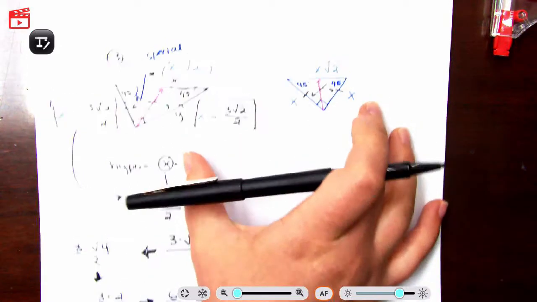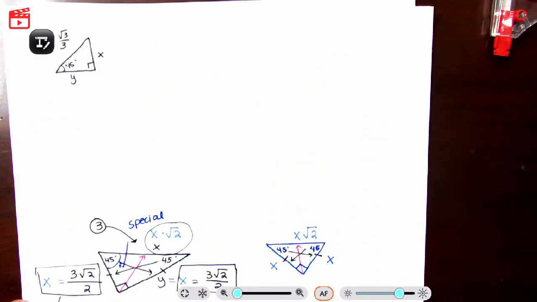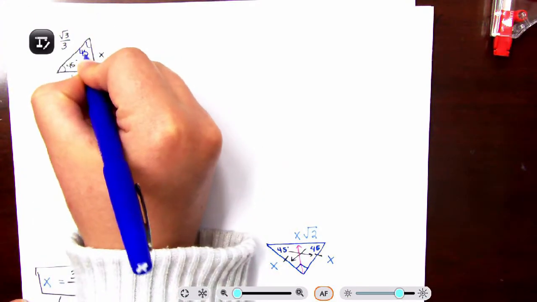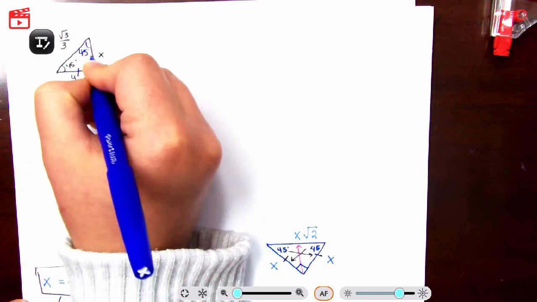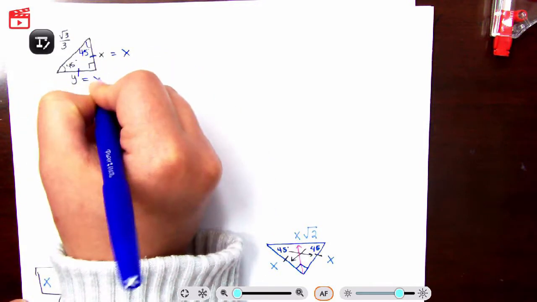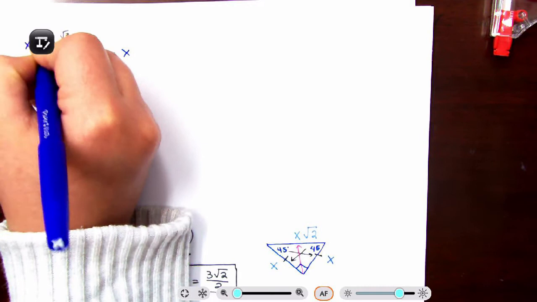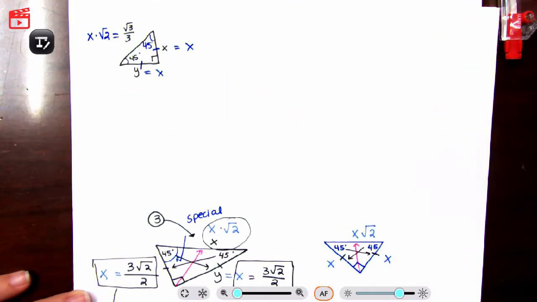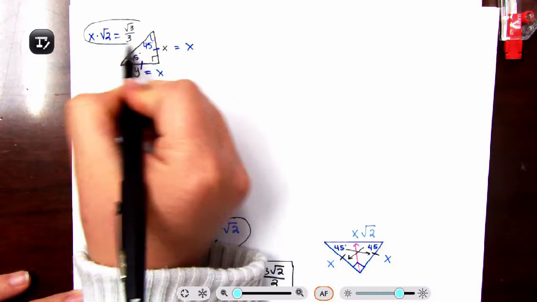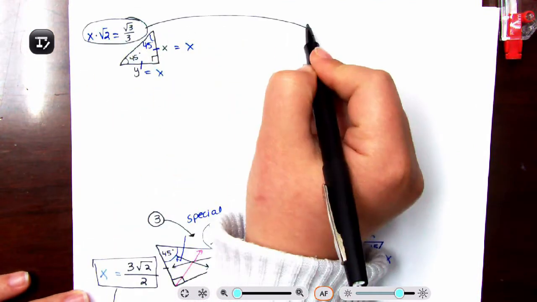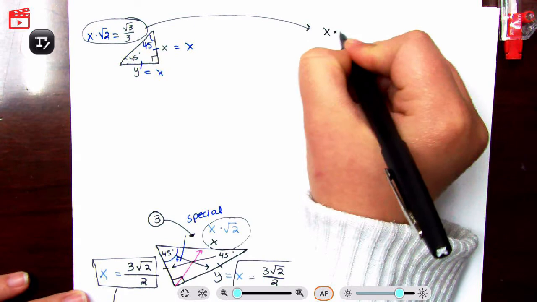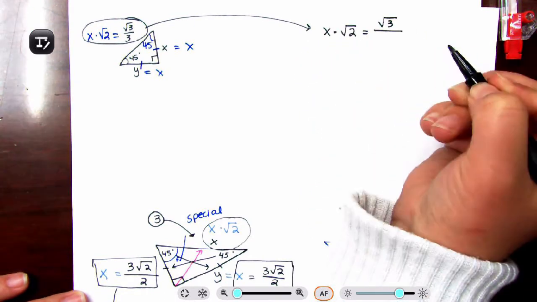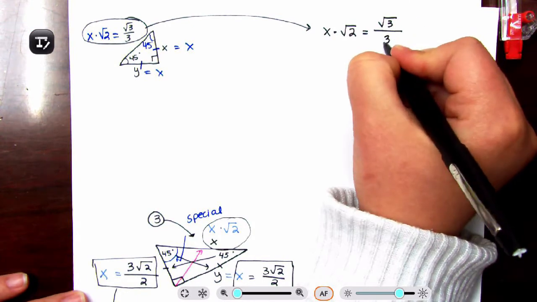Let's do one more. I'm going to shift this up. Again, they have given us something very special, and that is that we have a 45, 45, 90 triangle. So we know that this is x, and this one is equal to x times root 2. Now again, once you label your triangle, you will get some information out. So for example, the information that I received is x times root 2, which is the hypotenuse, is equal to the square root of 3 divided by 3.